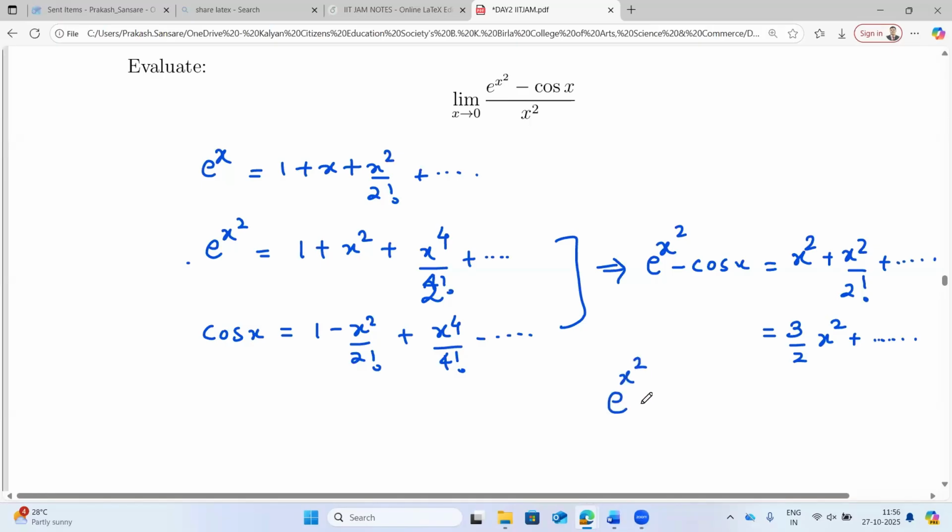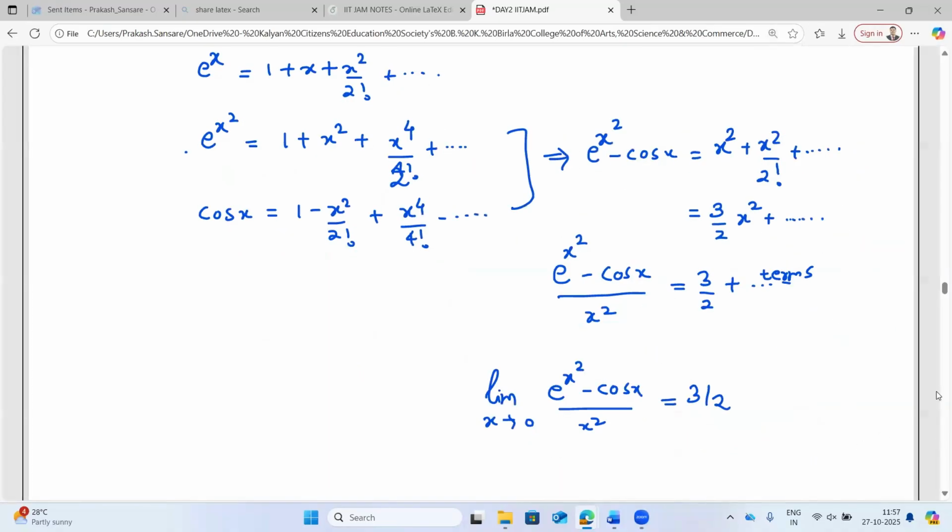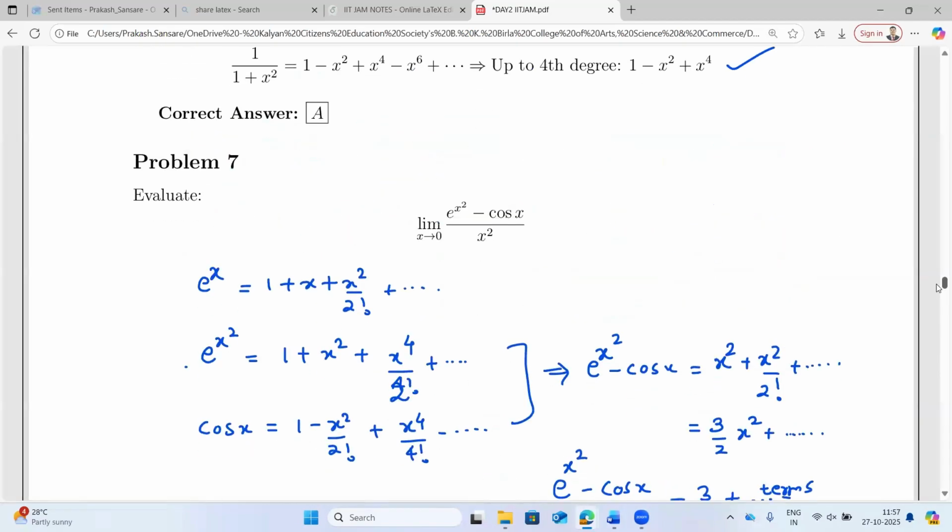So e power x square minus cos x upon x square will be 3 by 2 plus higher terms of x, and every term will definitely have a positive power of x. When you take the limit as x approaches 0, e power x square minus cos x upon x square will give you the answer 3 by 2. Is this okay? Yes, sir.